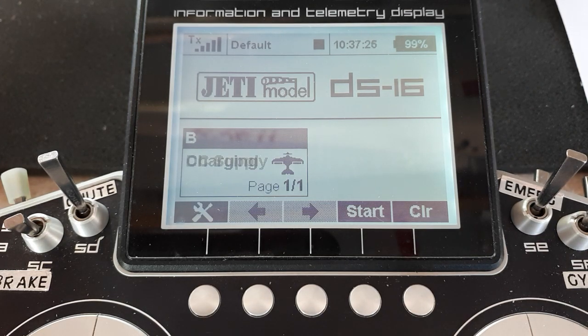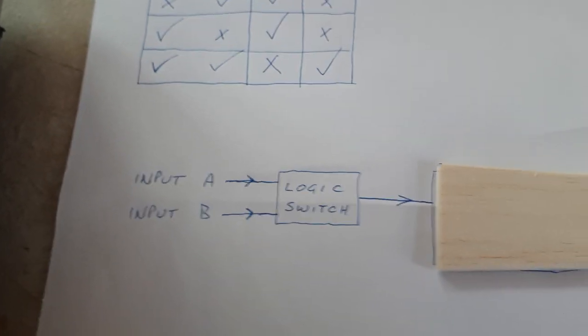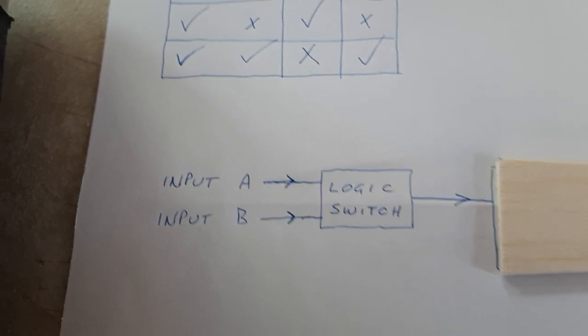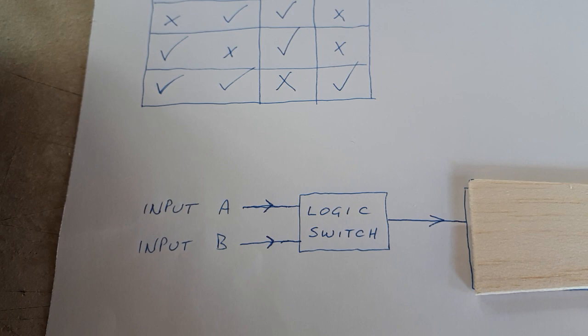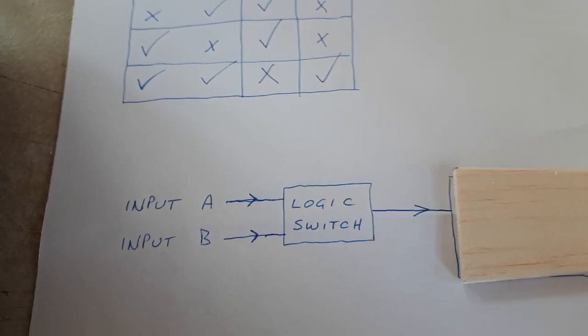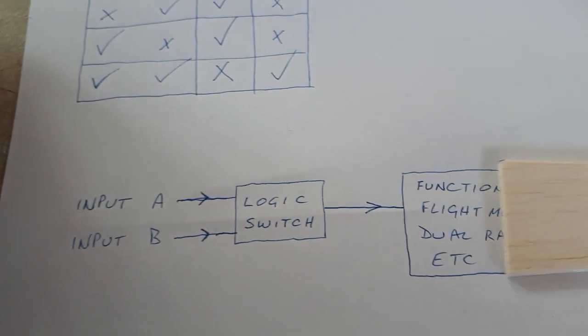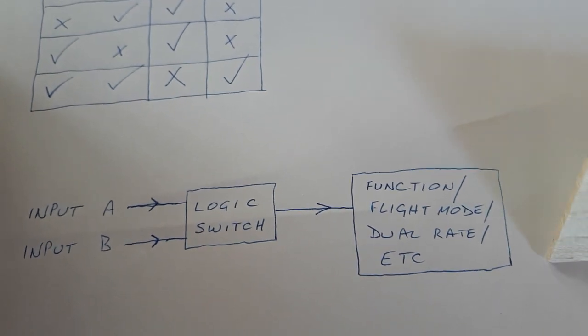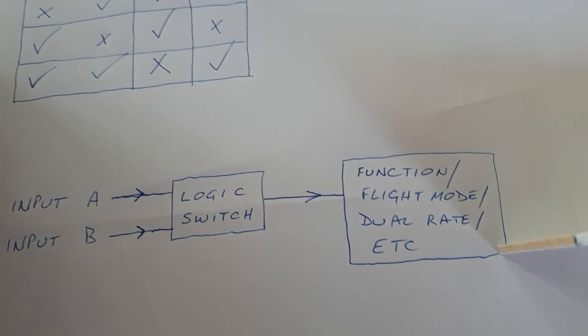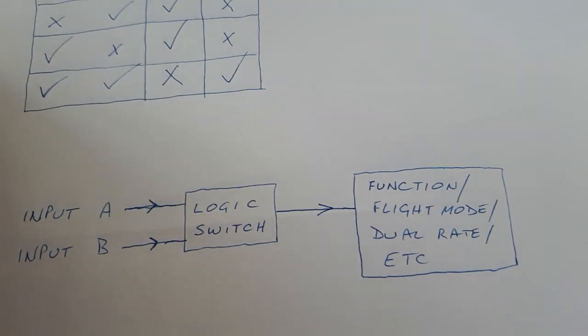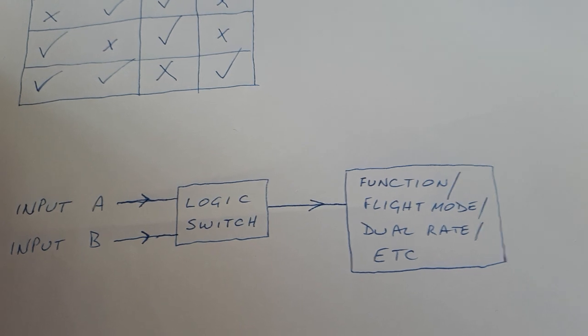I shall show you one of my no expense spared diagrams. There. Here's the logic switch we've made with input A and input B. And there's the logic switch and there's its output. And that's it. It's going nowhere. We have to do something with it. Ta-da! You have to then go to whatever it is you want, the function, flight modes, dual rate, wherever, you can assign an input and assign the logic switch as its input.